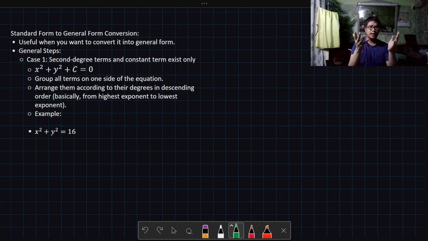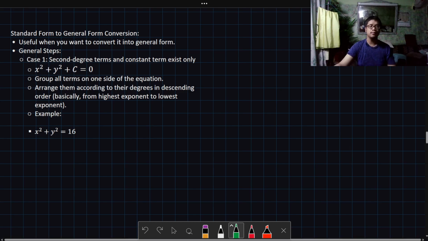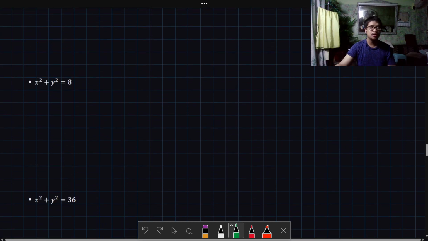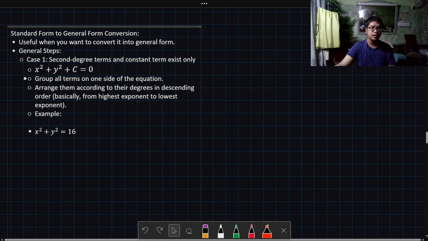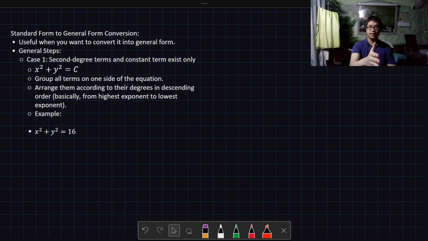Again, if you see x squared plus y squared, and then there's a given constant, you know what you're going to do? Just group everything on one side, right? Maybe I made a mistake here. Hold on. Just for a second. Right, there we go. So yeah, if your standard form looks like this, x squared plus y squared is equal to a constant, just group them all on one side.